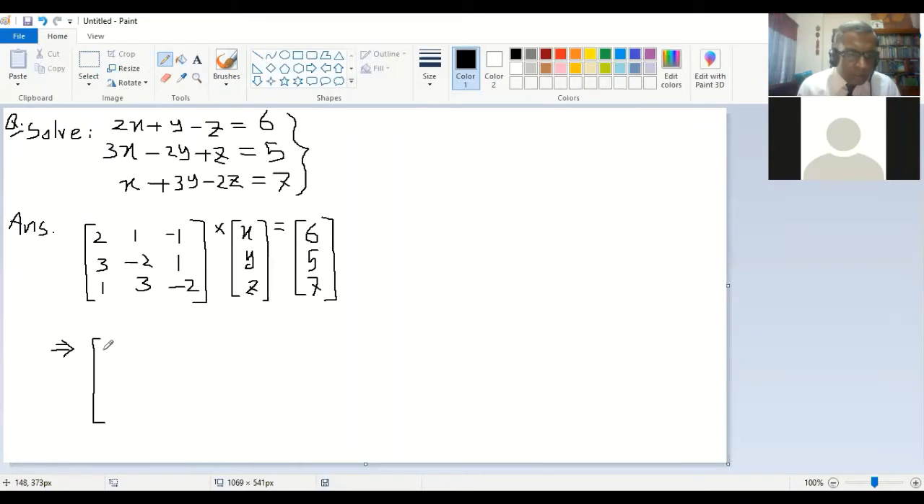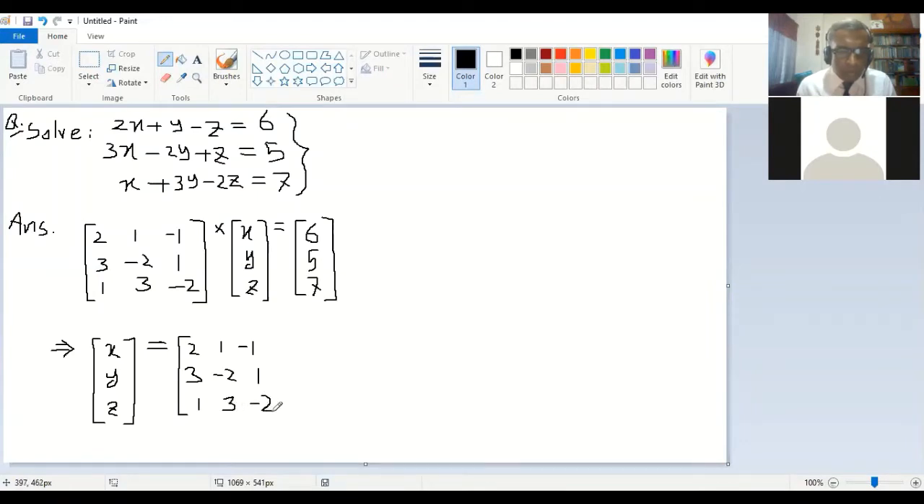So in the next line you put this x, y, z on the left side, and then you will shift the matrix to the right side, and it will be the inverse. So this is written on the left side, so you will write the inverse on the left side. So 2, 1, minus 1, and then 3, minus 2, 1, and then 1, 3, minus 2. This is the full matrix, and it is inverse, and you have another matrix that is 6, 5, 7. Now you stop here and you find out the inverse of the matrix first. Okay, after doing this you stop, and then you do the inverse of the matrix.